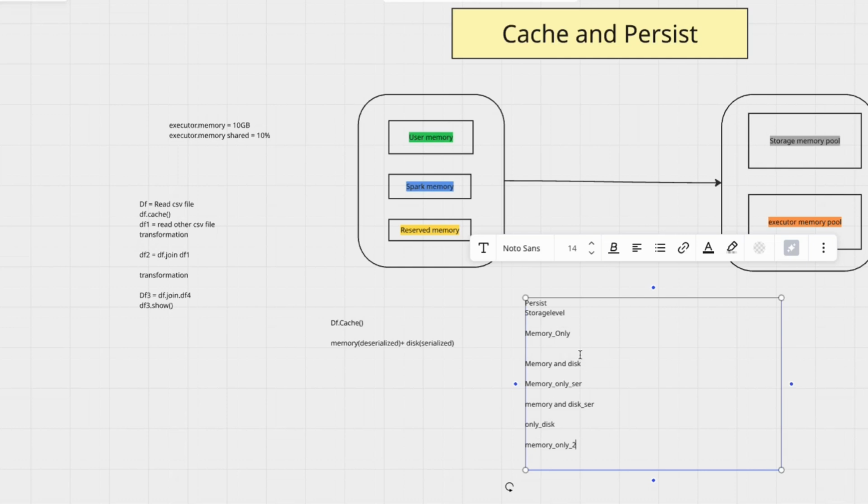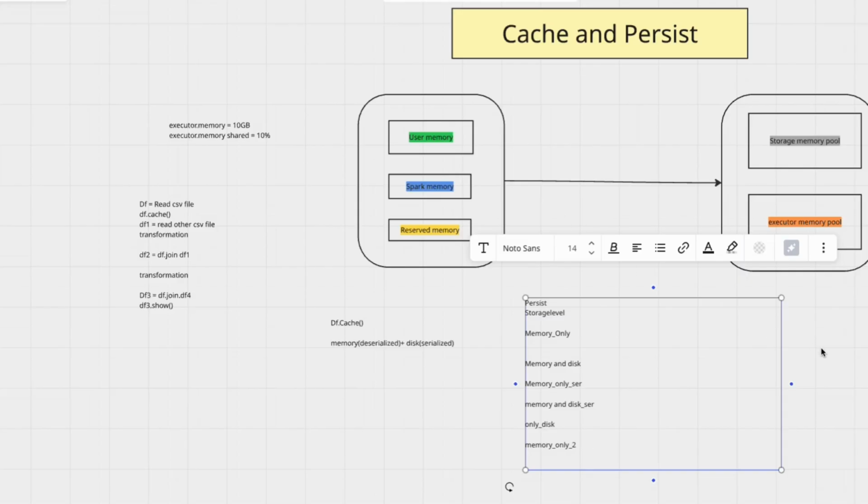In case you lose the data in the persist or in the cache, Spark will look into the DAG, that graph, and with the help of the DAG, it will recreate the data. But in memory only 2, you will have two replications. If one is lost, corrupted, or evicted, in that case Spark can use the other copy of the data.